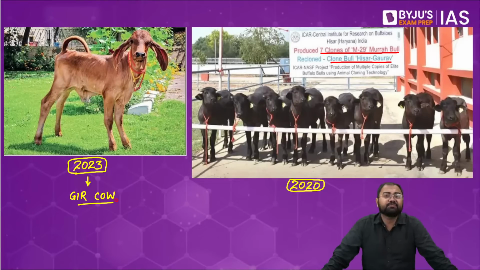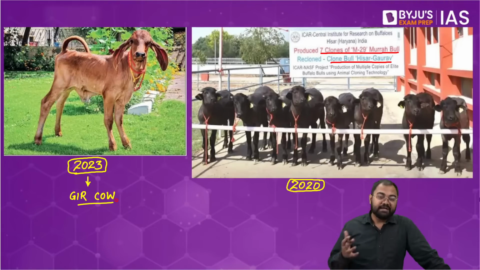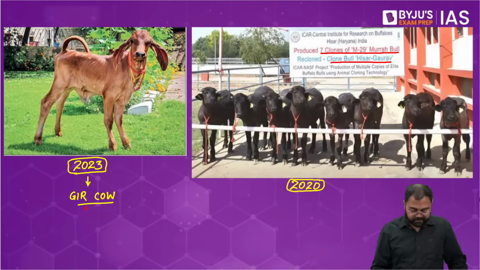For example, you might have heard of the Jersey cow. So for foreign species we have tried, but for Indian species we haven't. For the first time here we see that for Indian species also we have tried. Now the reason why Indian species is that Indian species are better. It was said that Indian species are better suited to the tropical conditions.